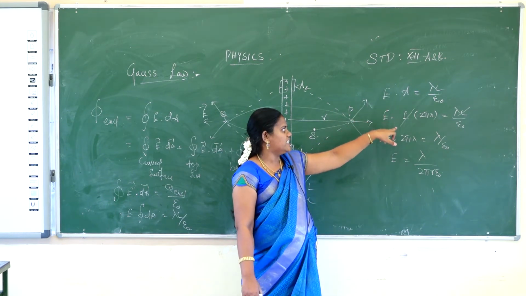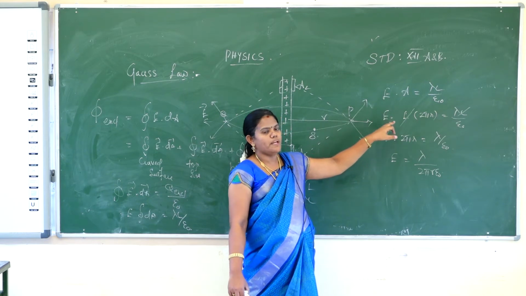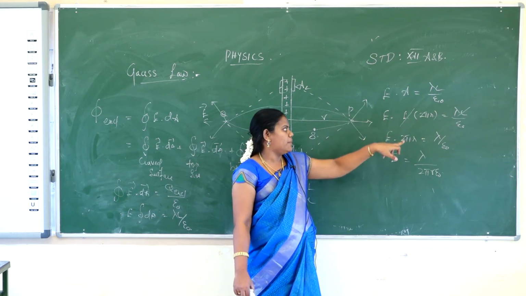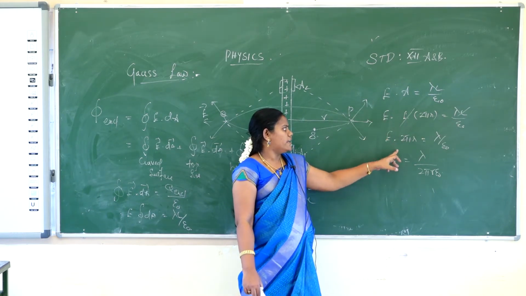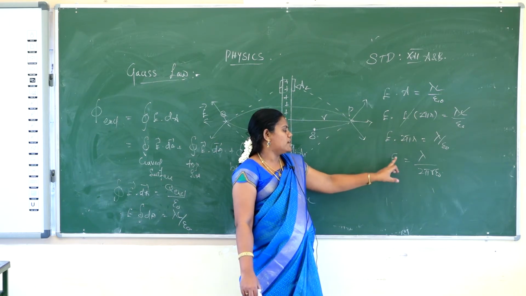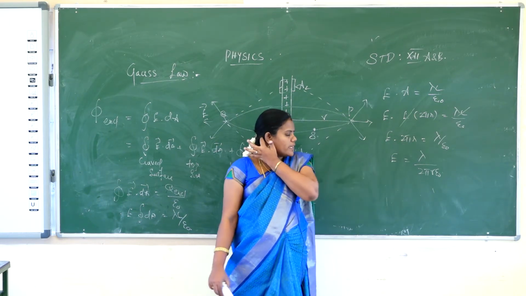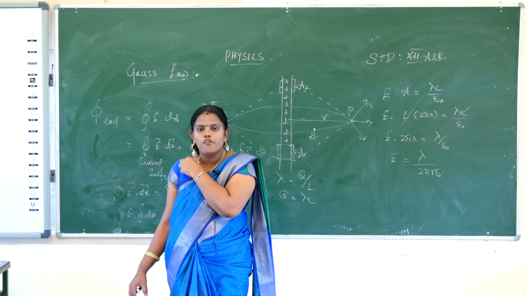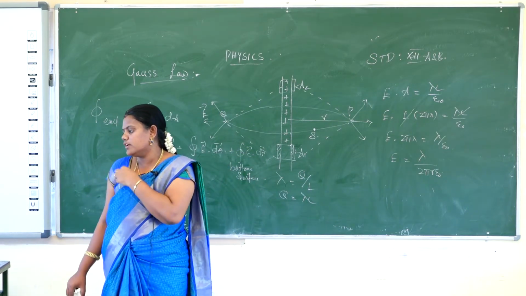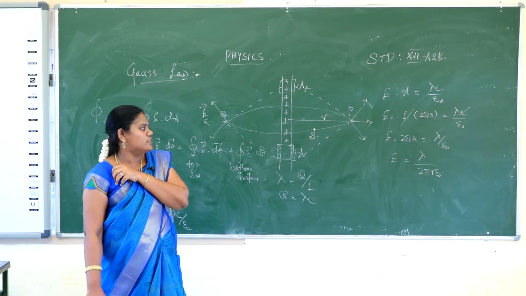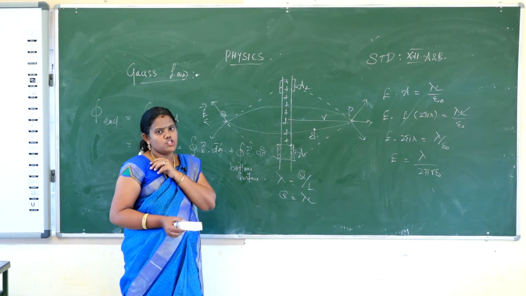So E into L into area, which is 2 pi r. So E into L into 2 pi r is equal to lambda L by epsilon naught. L cancels, and E into 2 pi r is equal to lambda by epsilon naught, and E is equal to lambda by 2 pi r epsilon naught. This is the formula to calculate the electric field due to an infinitely long charged wire.